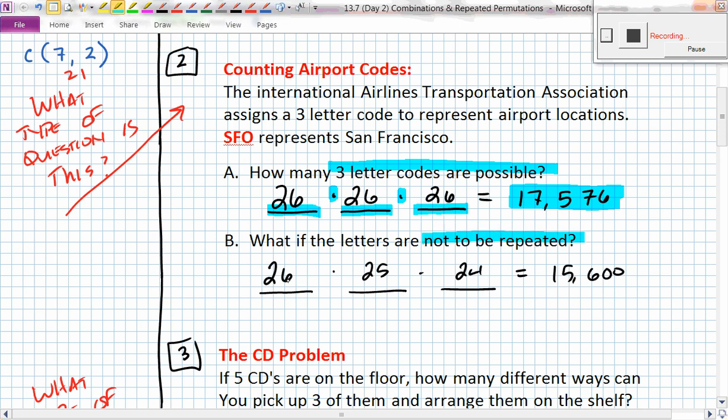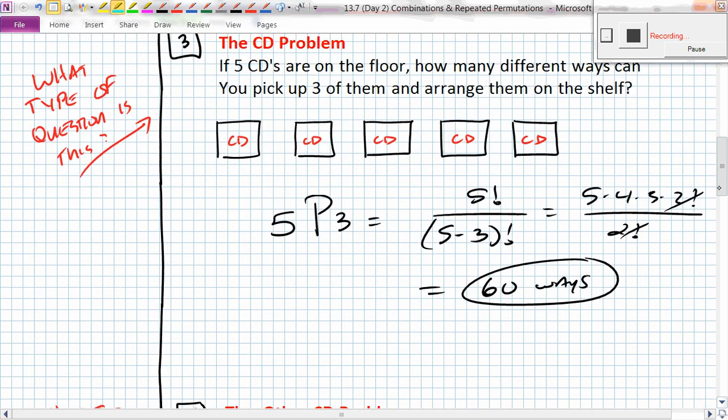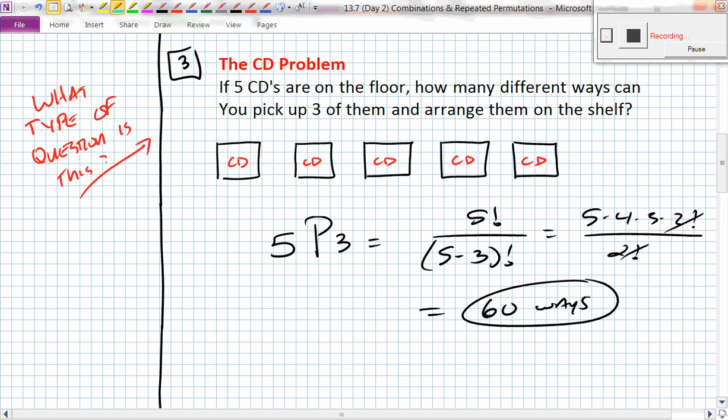Part B says, what if the letters are not to be repeated? Well, I can choose any one of the 26 letters for the first task, but for the second task, I can't choose the letter I chose before because I can't repeat it, so that gives me 25, and then so on to 24, for a grand total of 15,600. So you can see I lose quite a bit of total airport terminal codes if I am not allowed to repeat.